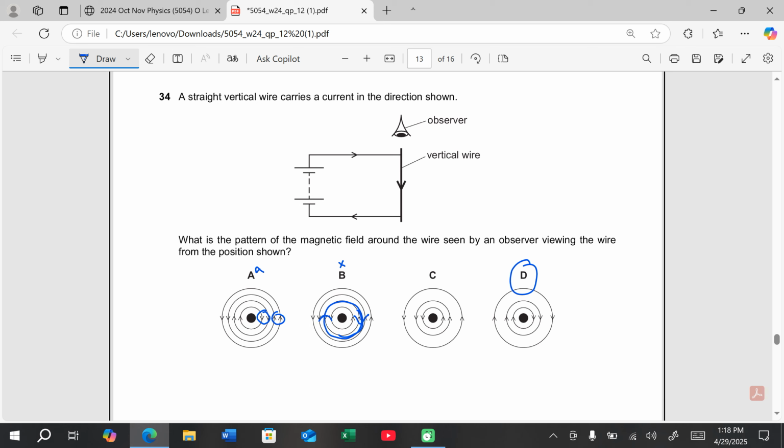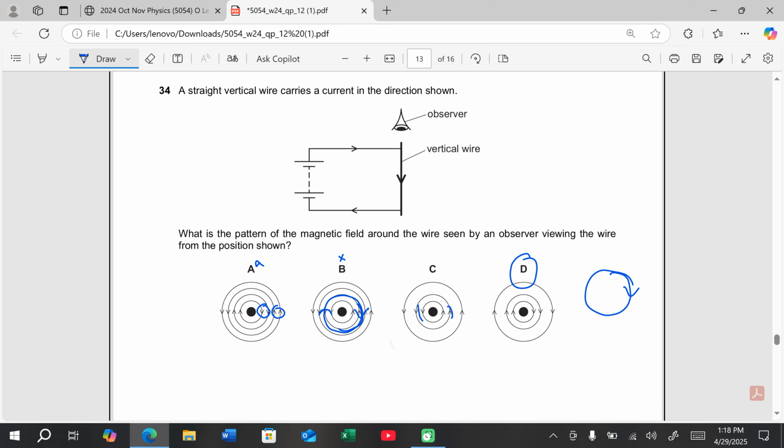In C, it is again in the opposite direction, so it's going this way and this way. So only D is the right answer, because it has to go in a clockwise rotation. You can check this through the right hand grip rule.